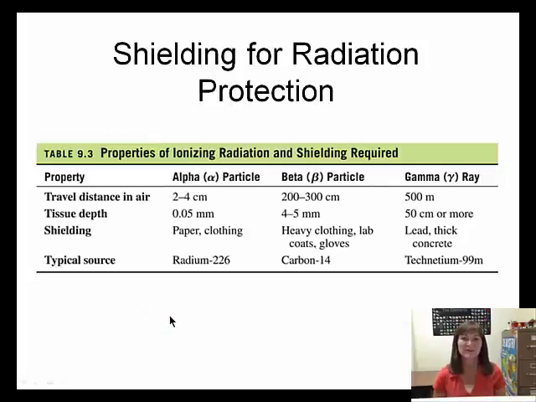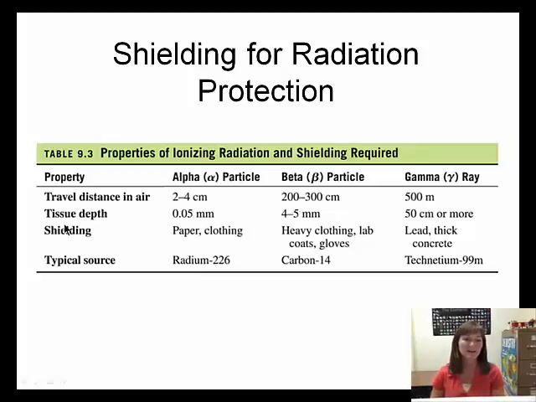All right. So how do we shield ourselves from radiation? What shielding helps give radiation protection? First of all, we're going to focus on the alpha particles, beta particles, and gamma rays. If we're talking about how far these particles can travel through air, if you have your radioactive material and it's giving off an alpha particle, that alpha particle is only going to go about 2 to 4 centimeters in the air. Beta particles can travel about 200 to 300 centimeters, and gamma rays can go for 500 meters. So they actually can travel pretty far.